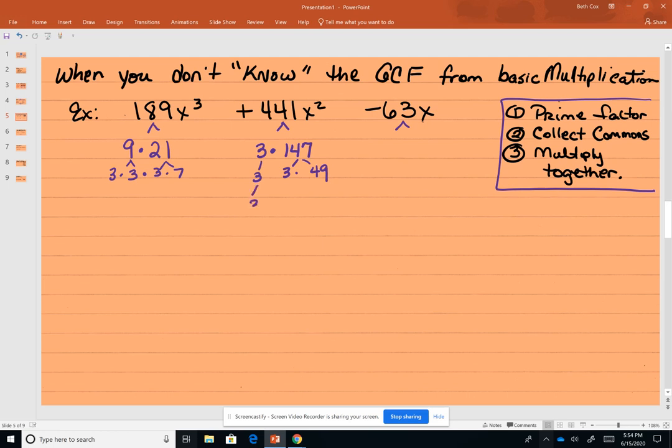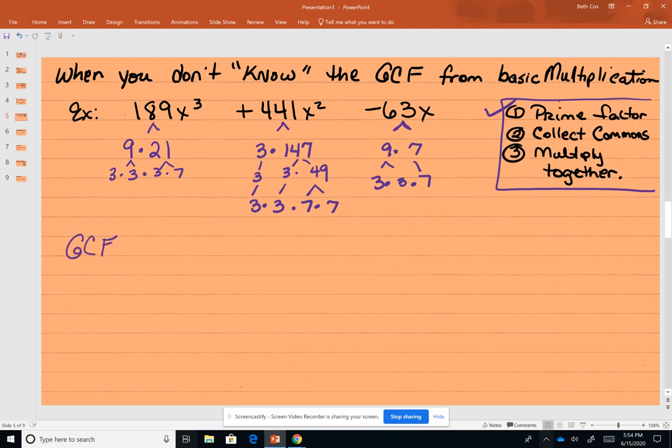Okay, so we got the 3, we got the 3, and this is going to give me a 7 and a 7. There we go. All right, 63. 9 times 7, so that's going to be 3 and a 3 and a 7. All right, step 1, prime factor. Use a calculator to help you out. Okay, step 2, collect the common factors.